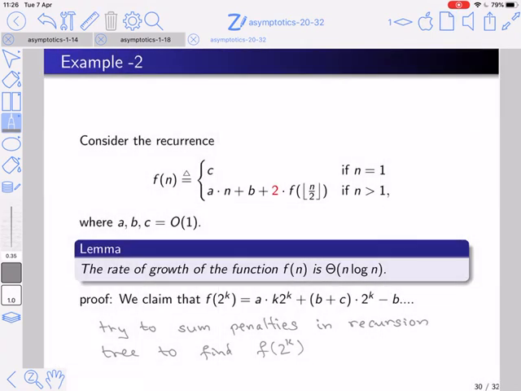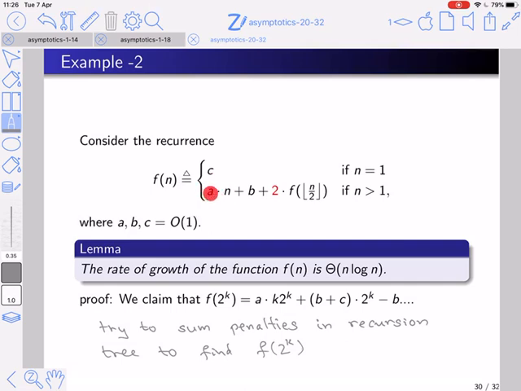Second example, which corresponds to the second recurrence. Here again, we use the more general form, where the base case is c, and the reduction rule is an plus b, plus 2 times f of n divided by 2. All these a, b, and c are constants. Let's assume that they're positive constants, not 0, especially the c. It doesn't really matter, actually.